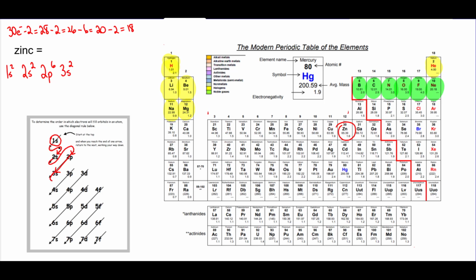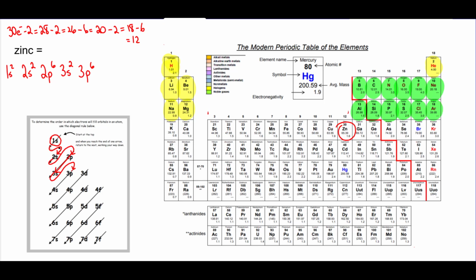All right, and then the diagonal rule says we go to the 3p level next. That holds up to 6 electrons, but I've certainly still got that many. 18 minus 6, that leaves me with 12. And so I'm going to highlight in those next 6 elements for those 6 electrons I just used up. Gets me all the way to argon.